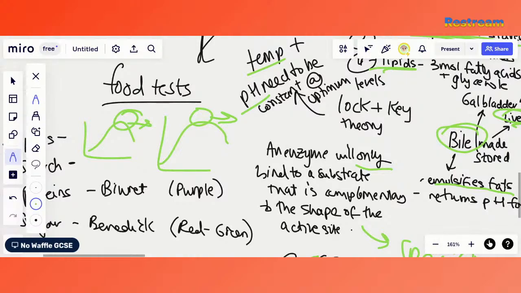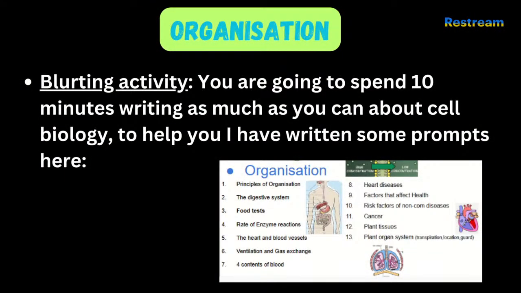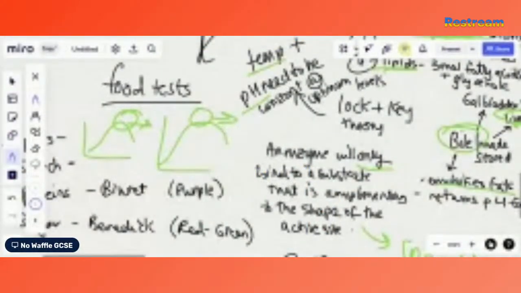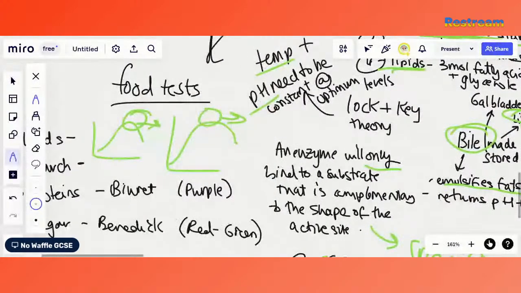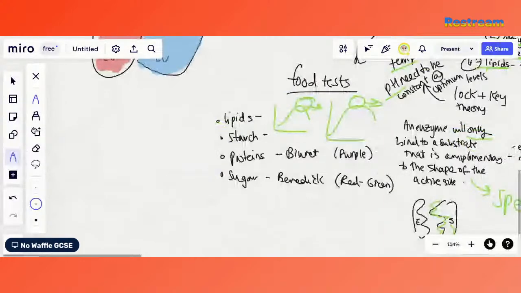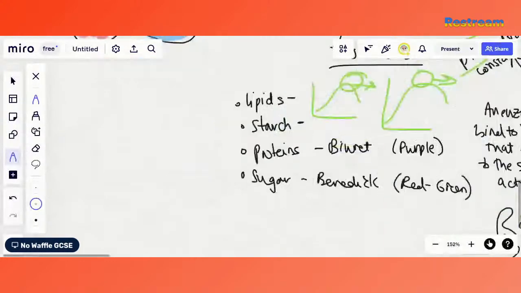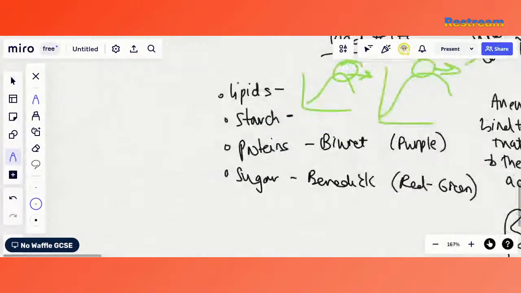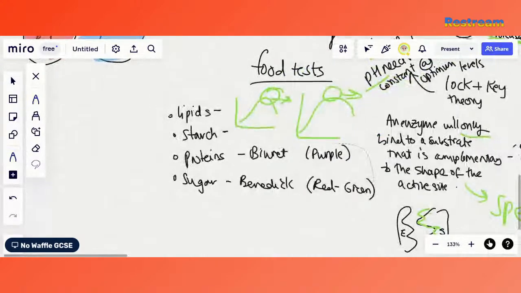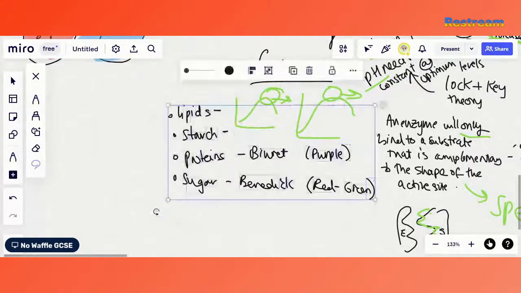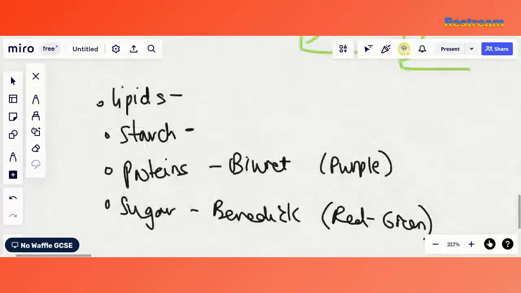Then the next topic we looked at, let's just check back into that. The next topic was food tests. I could not really remember regarding the food tests. GCSEs were a long time ago for me. So here are the different ones. I'm going to use my red pen because I forgot. So we have lipids, starch, proteins, and sugar. I think those are the 4 that we're testing for.